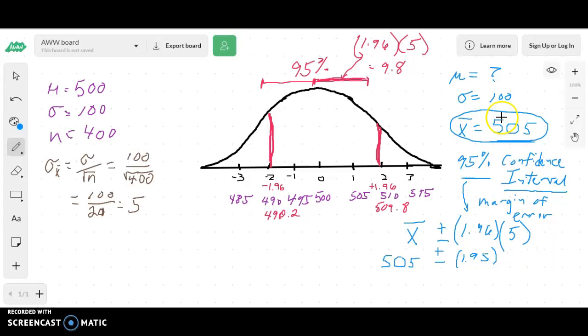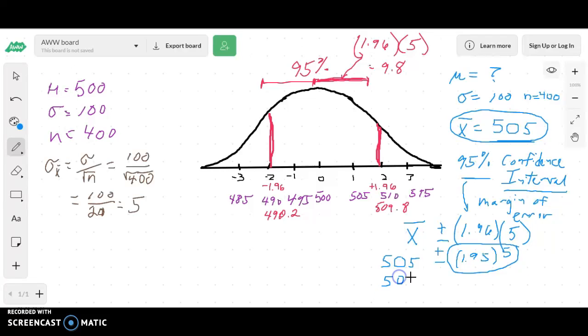And the sample size, for the purposes of this problem, we're going to keep it at 400. So 100 divided by the square root of 400 ends up giving us a standard error of 5. So these two things dictate to us what's the margin of error. In this case here, when I'm using the same values, it's 9.8. So we're going to take 505, which is our best guess.